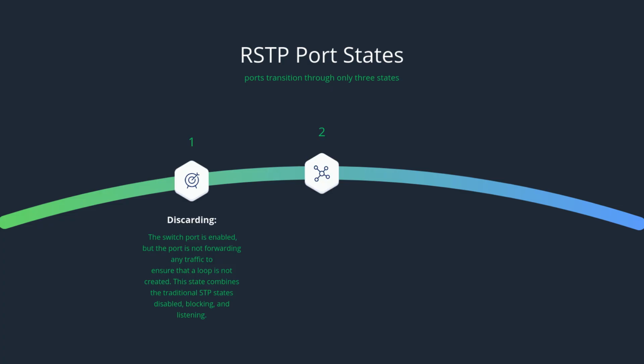State 2, learning. Here's where things get interesting. The switch port modifies the MAC address table with any network traffic it receives. The switch is still not forwarding any other network traffic besides BPDUs. It's just learning the network topology.